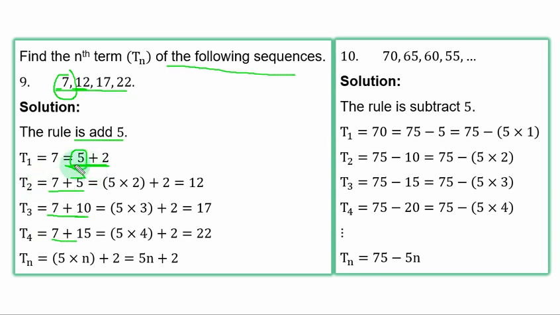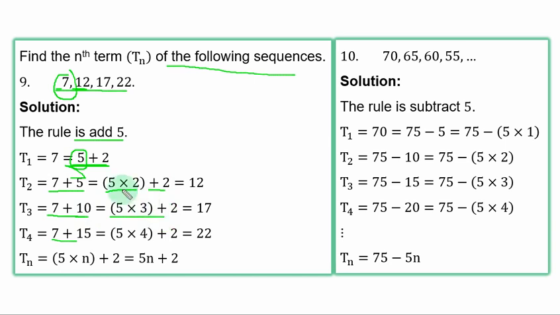So here, if you multiply 5 by 2 and you add 2, you have 12. If you multiply 5 by 3 and you add 2, you have 17. If you multiply 5 by 4 and you add 2, you have 22. So for the first term, it becomes 5 times 2 plus 2. The third term, 5 times 3 plus 2, and so on.